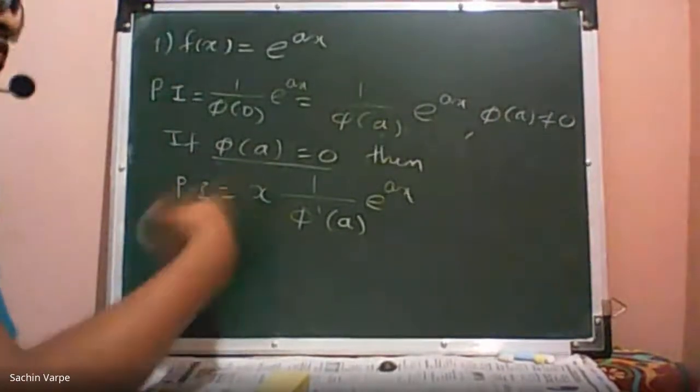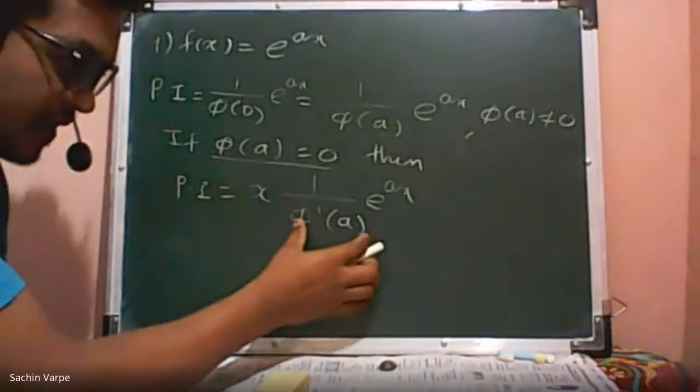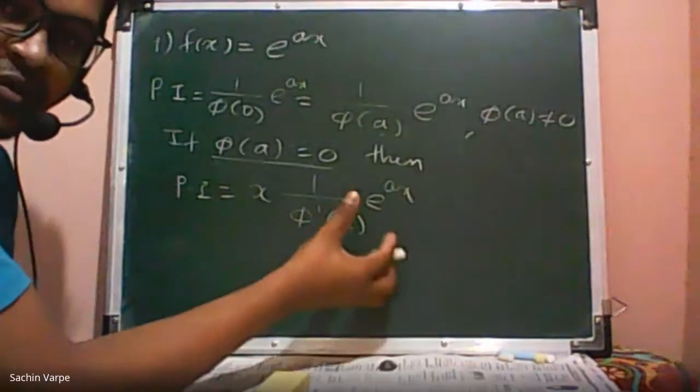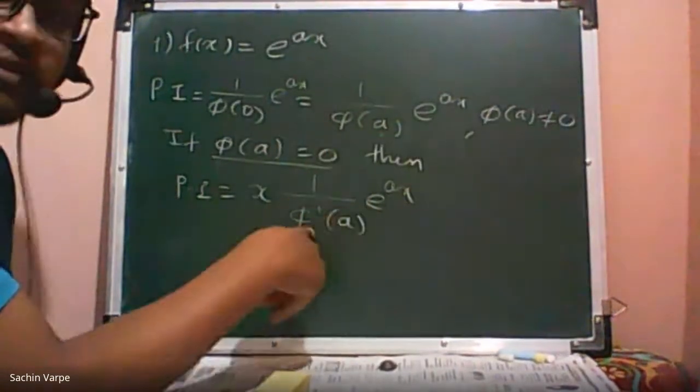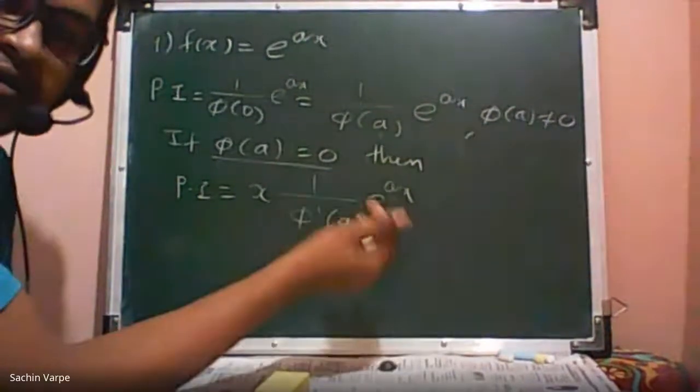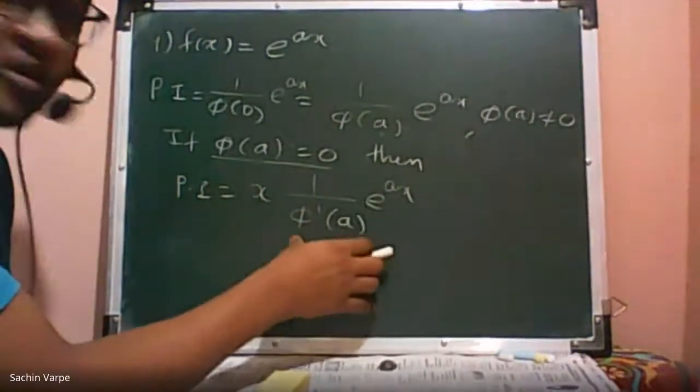And so on. If this phi dash of a is again 0, then again we'll multiply by one more independent variable x and take its derivative, that is phi double dash at a, and so on, until the denominator does not become 0.